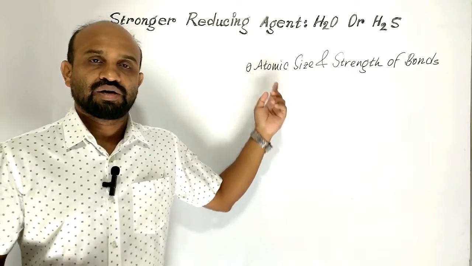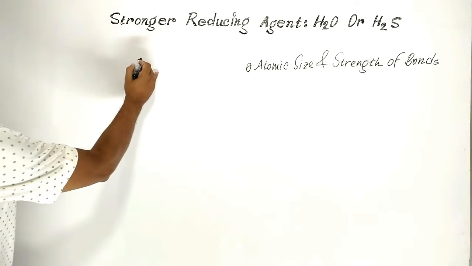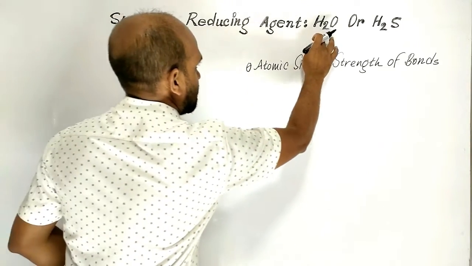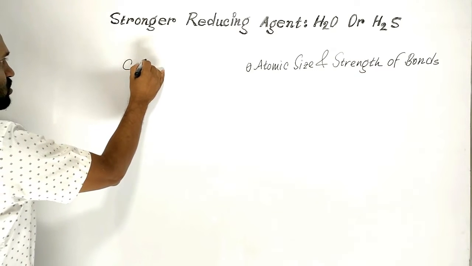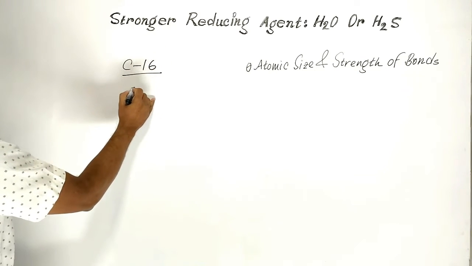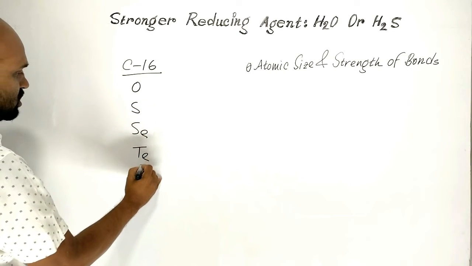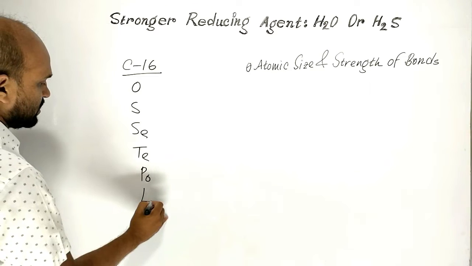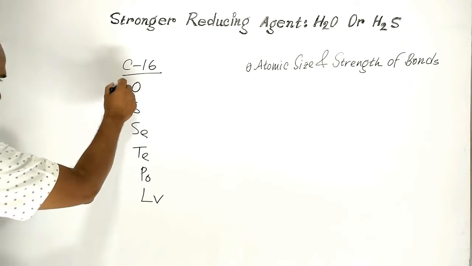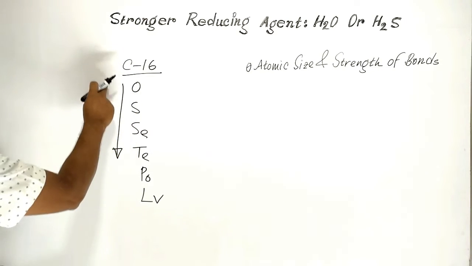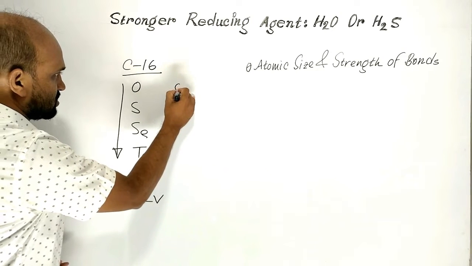Atomic size and strength of bonds. Let's see the matter. Here, oxygen and sulfur are involved. These elements belong to column 16 in the periodic table: oxygen, sulfur, selenium, tellurium, polonium, and finally livermorium.